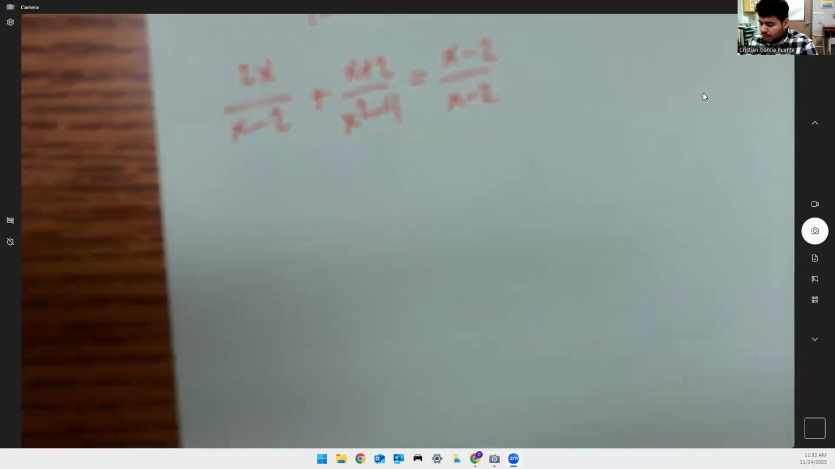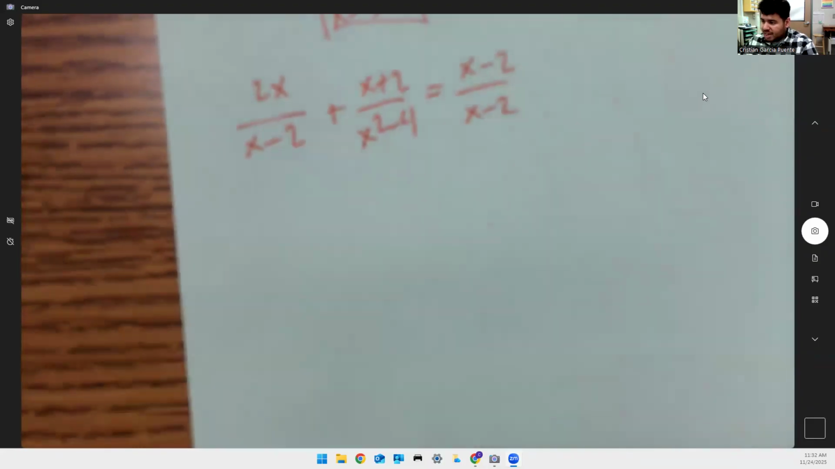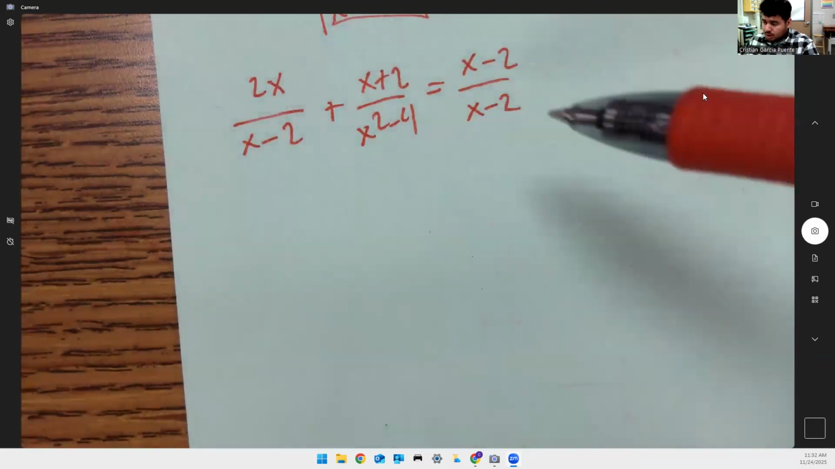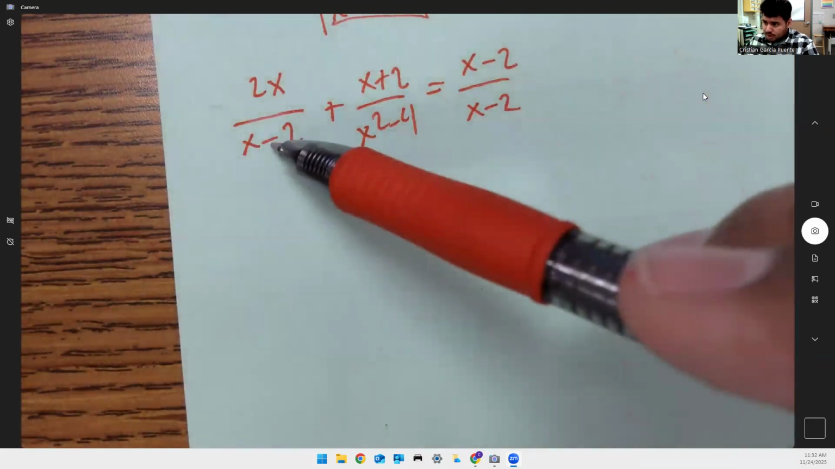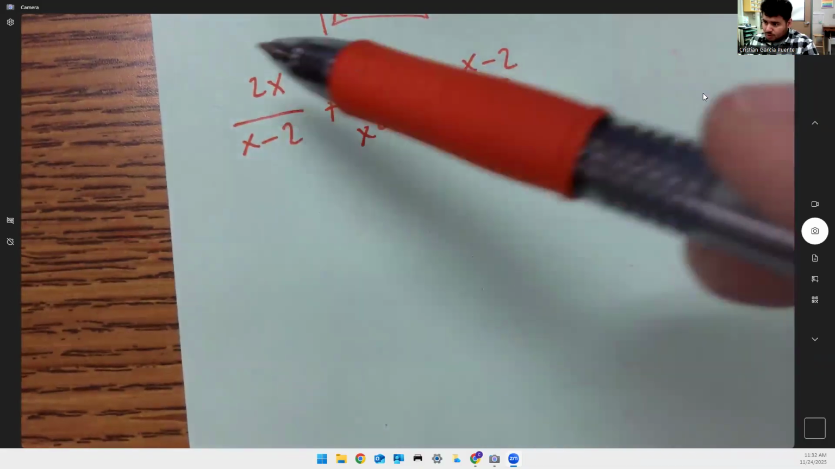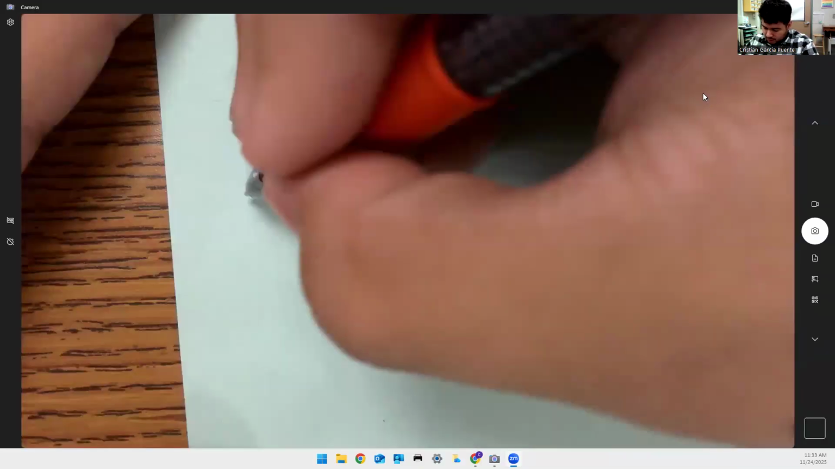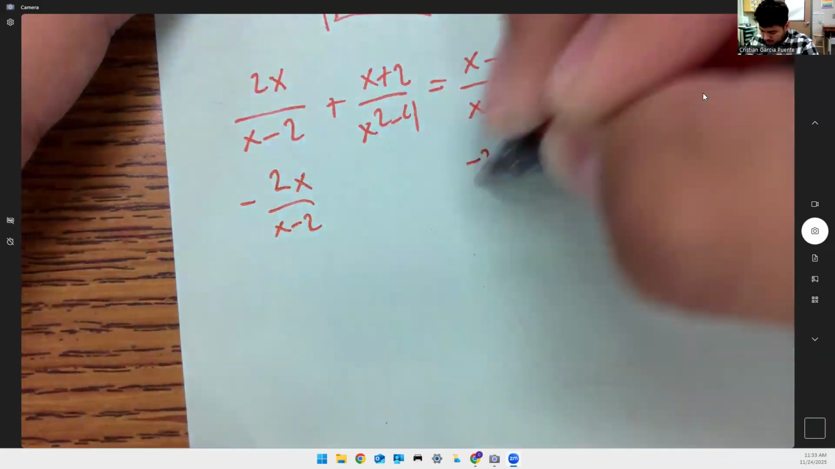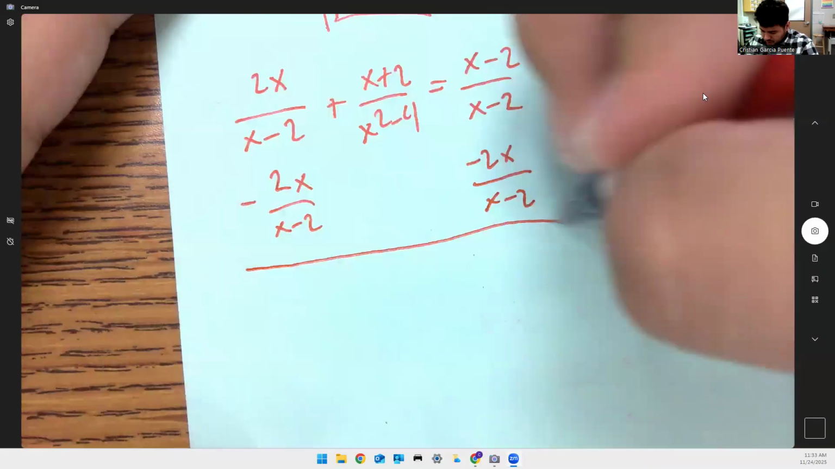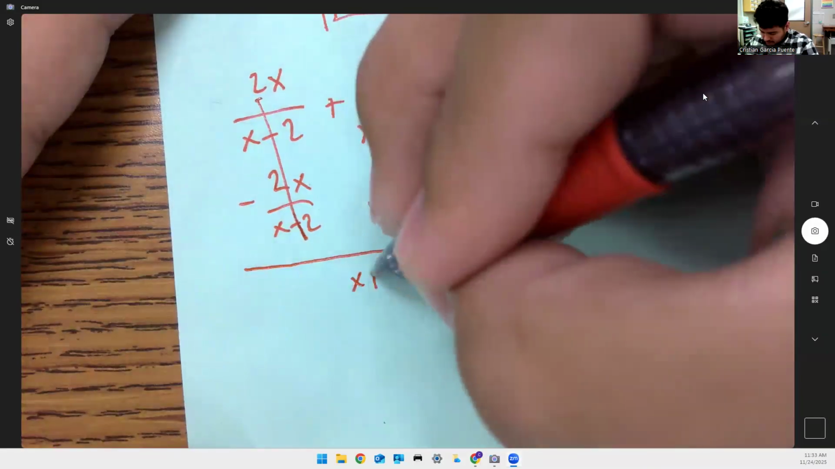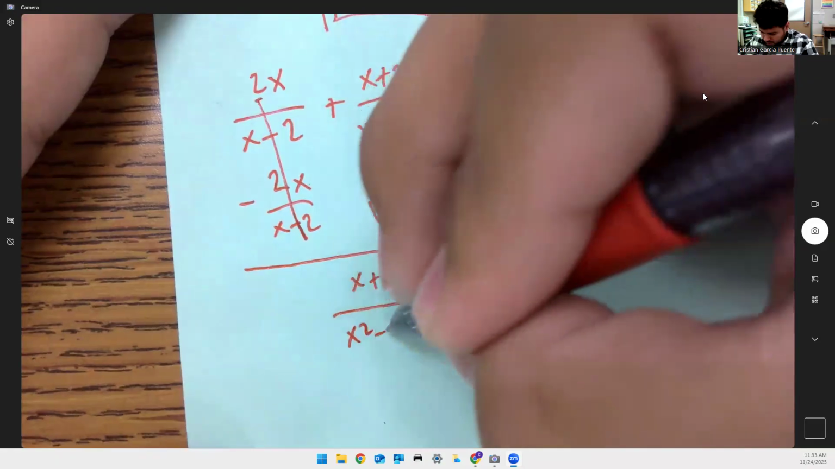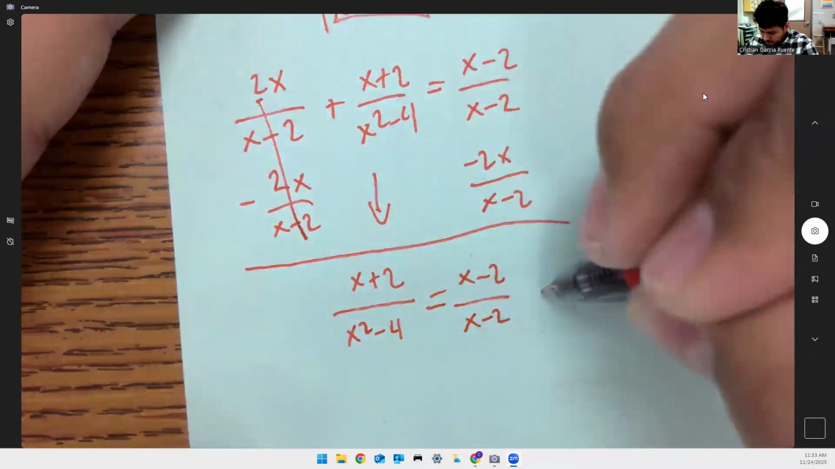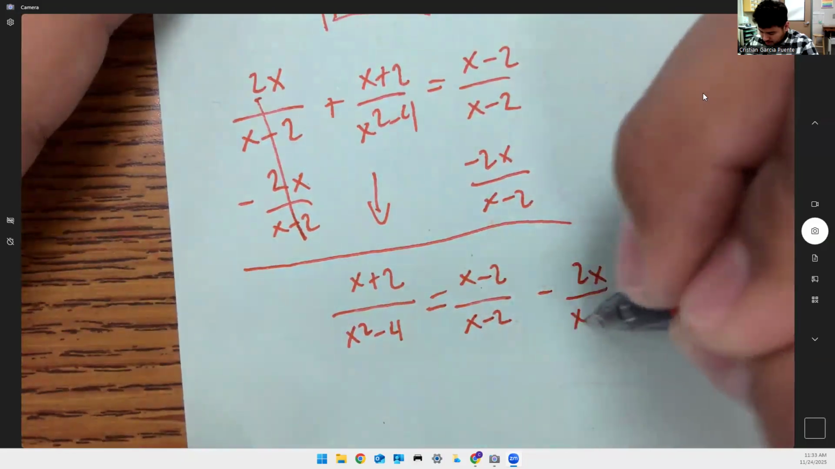So since we have two fractions that have x minus 2 in the denominator, let's put those on the same side. This one has an x minus 2, and this one has an x minus 2, but this one's already by itself, so let's move this one to the right side. To get rid of it, you have to do the opposite. So minus 2x over x minus 2 on both sides. So those cancel. This would drop. So x plus 2 over x squared minus 4 is equal to x minus 2 over x minus 2 minus 2x over x minus 2.